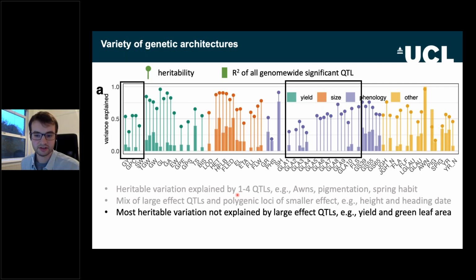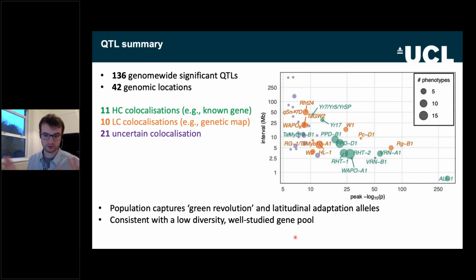So I think it's nice that we have all these different phenotypes with different genetic architectures, varying from a Mendelian trait to polygenic traits, and they're all in a single well-characterized population where we can compare them. So that's one thing. I'm going to summarize this QTL analysis in a different way now. So this is a different summary of the QTL.